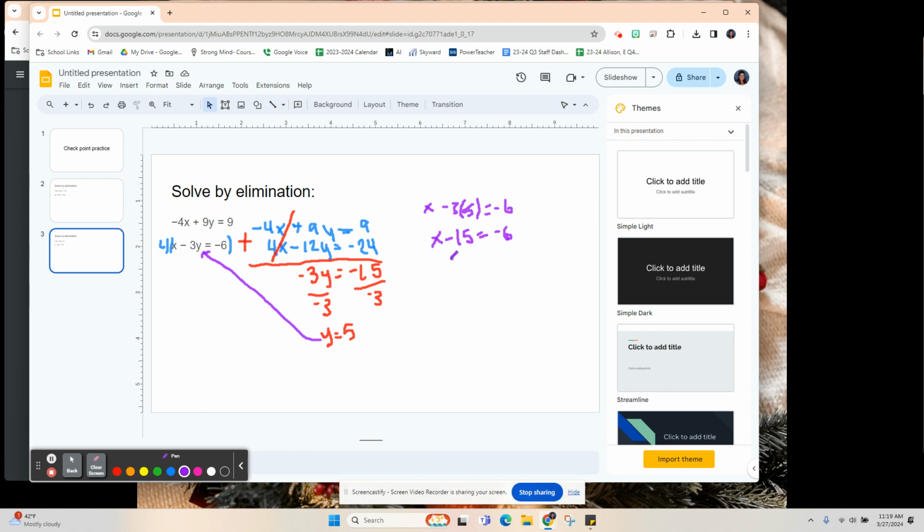Now to get x by itself, I'm going to add 15 to both sides. Okay, from here, those 15s are going to cancel, leaves me with x. And 15 and negative 6 is 9. Yay! So now again, those two equations are going to intersect at the point 9, 5. Sorry, my 9 kind of looks like a Q. Whoa, 9, 5.